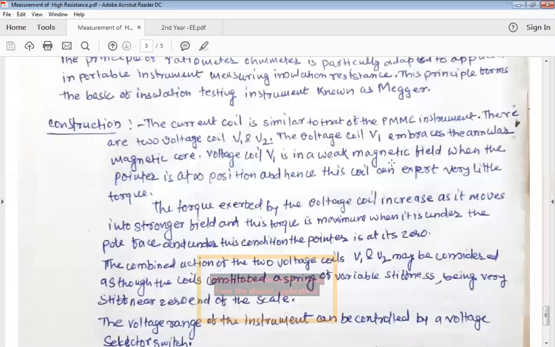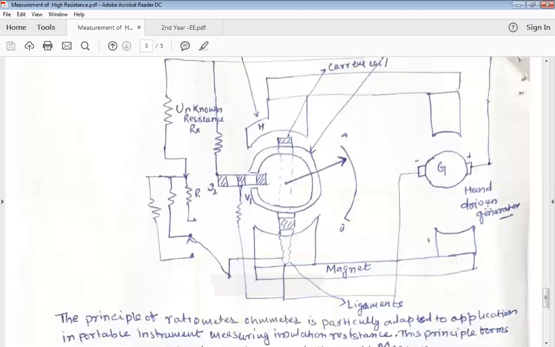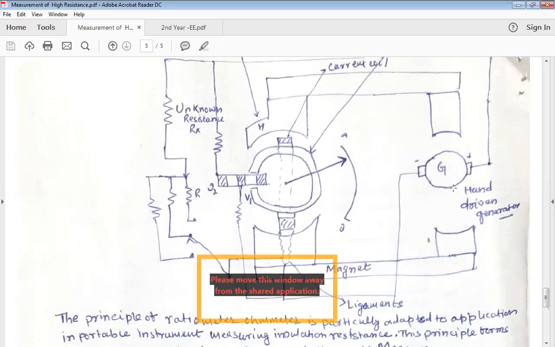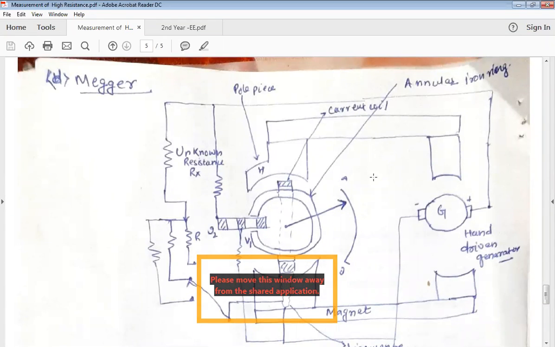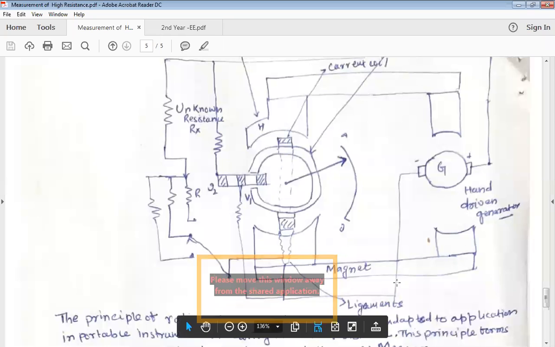So here there is one hand driven generator, that is, you have to rotate the generator using your hand, and when you rotate the generator, one voltage is produced along with the armature terminal. That makes current flow to the current coil and voltage coil of the PMMC instrument.